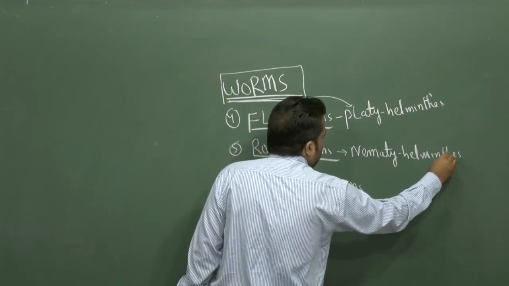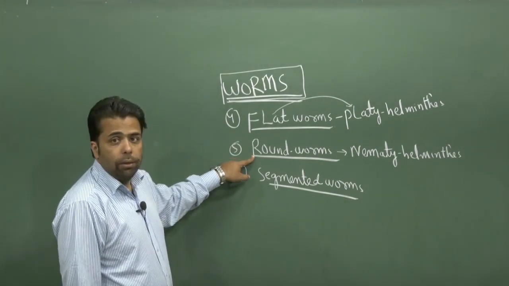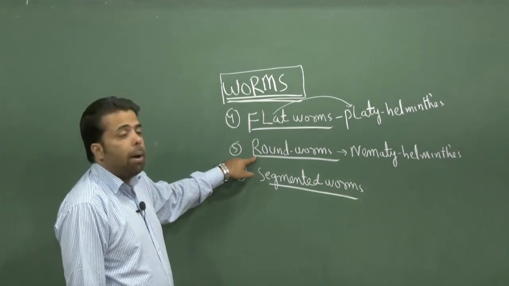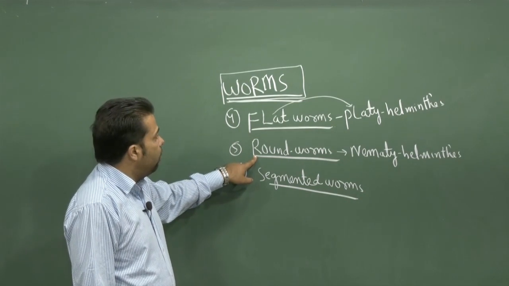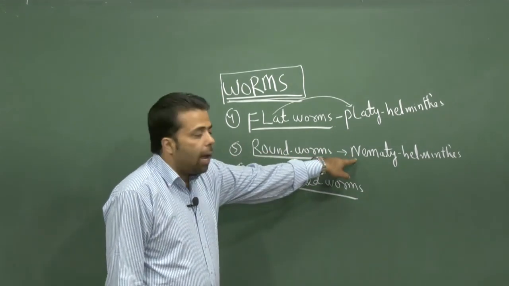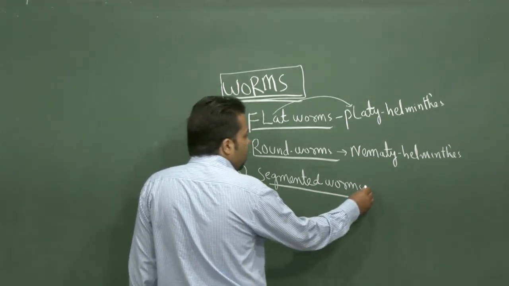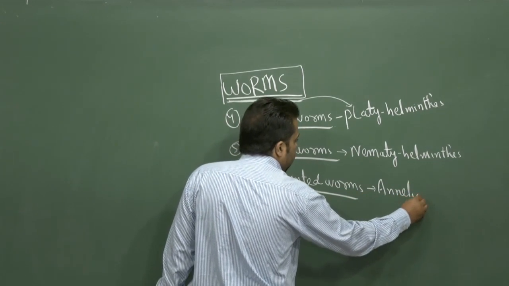Roundworms. Actually they are cylindrical, but when we do the cross section and see under microscope, they appear circular or round. So here we will take roundworms, they are called as nemathelminths. And the most advanced worms, segmented worms, they are called as annelida.